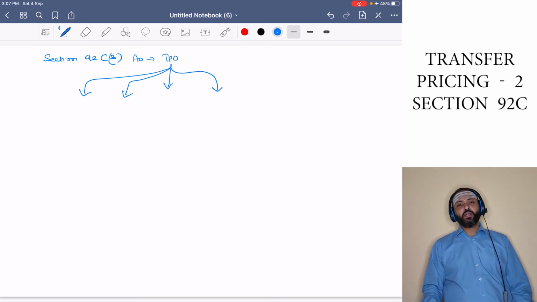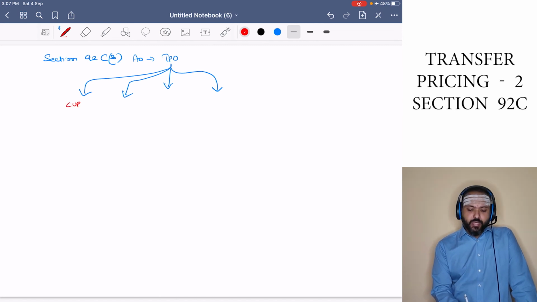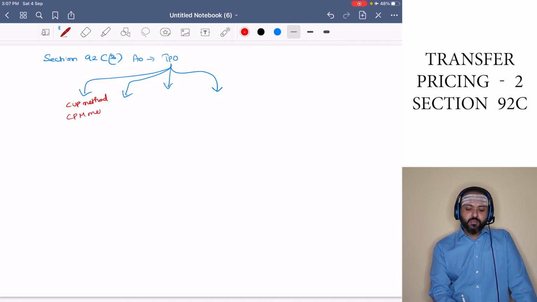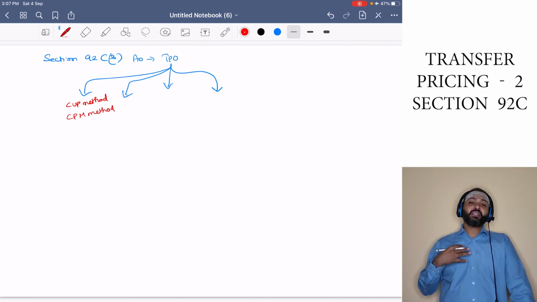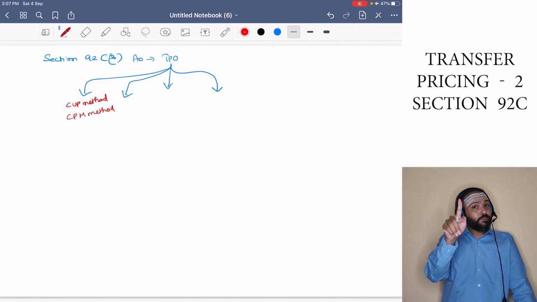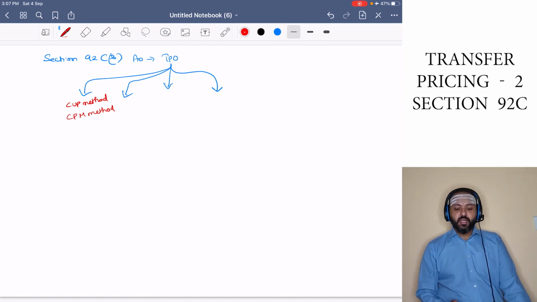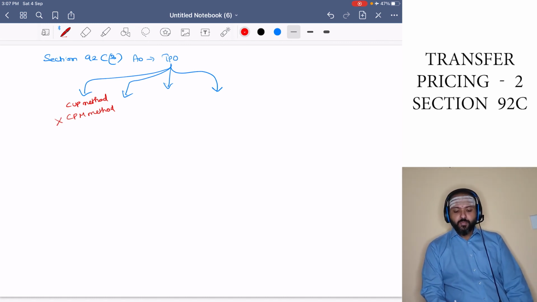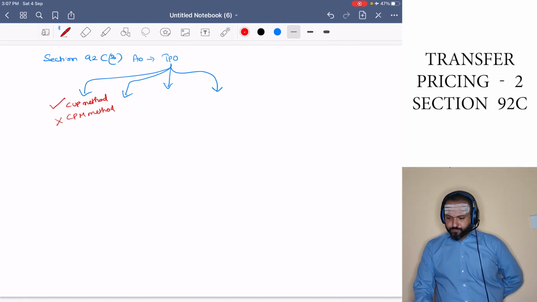Case 1. What is case 1? Acer should have applied the CUP method. Instead, they have gone ahead and applied the CPM method. So they have not applied the most appropriate method. What is section 92C telling? I am giving you 5 methods. Please apply the most appropriate method, not the method which you like. So the assessee has applied the wrong method when he should have applied something else.